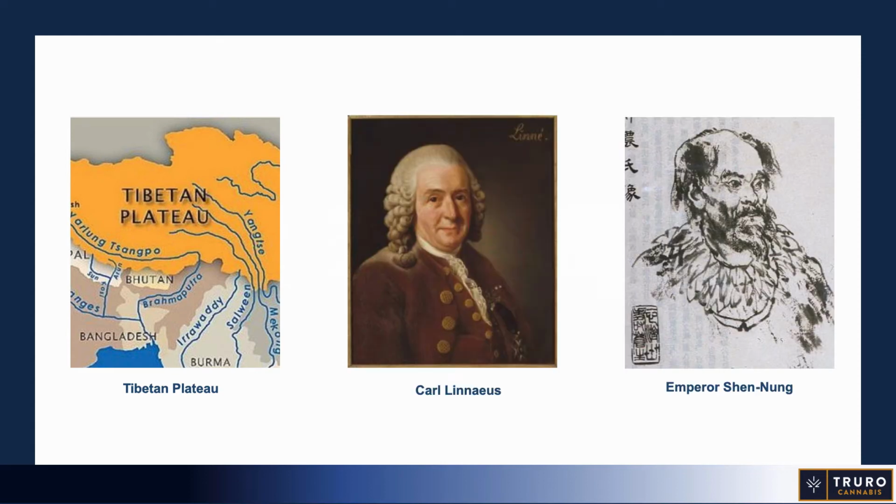The plant was originally named by a Swedish botanist named Carl Linnaeus in 1753. He is known as the father of modern plant taxonomy. His book, Species Plantarum, was published in 1753. It is widely considered ground zero for botanical nomenclature.